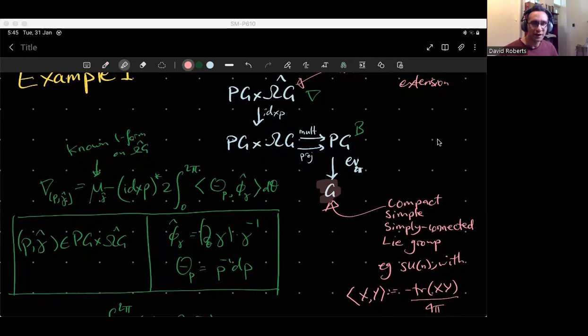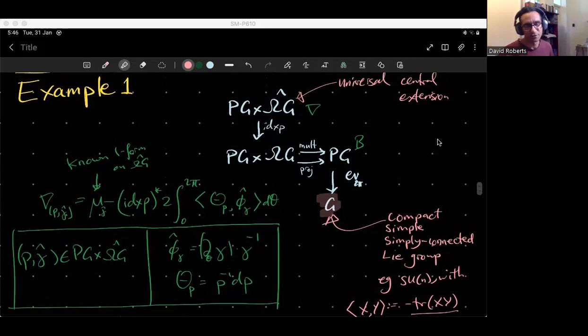So PG here is the space of paths of length 2π starting at the identity. And evaluation here just sends me to the endpoint of the path. This PG times ΩG here is the subspace of loops that start and end at the identity. This ΩG hat is the universal central extension of the loop group.